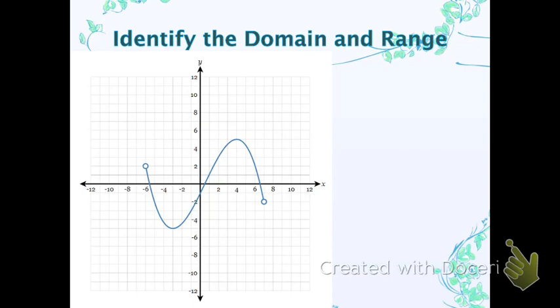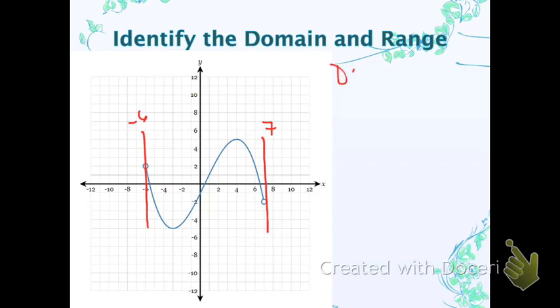This is a very similar example, but you'll notice this time that the endpoints are open circles rather than colored in circles. That's just going to change one very small piece of our notation. So if we go to look at our x's, smallest value along the x-axis is here at -6. Largest value is here at 7. But because those are open circles, they're not actually included. You're just getting really close to those points.